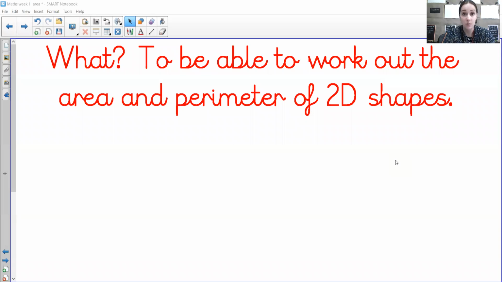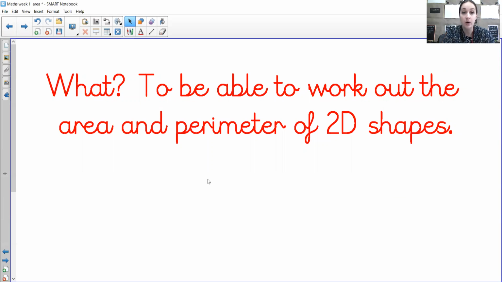So today then, we are going to be working out the area and perimeter of 2D shapes, but it's going to be a bit more of a problem solving lesson. So I might give you the area or I might give you the perimeter and you've got to work out the dimensions of the shapes.